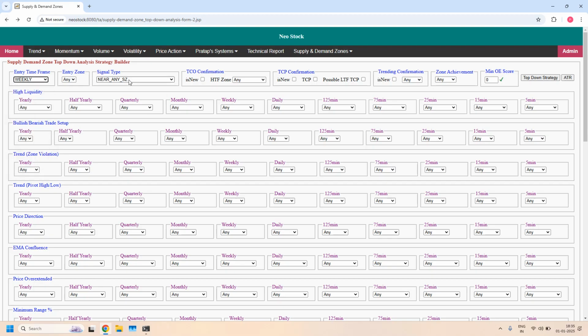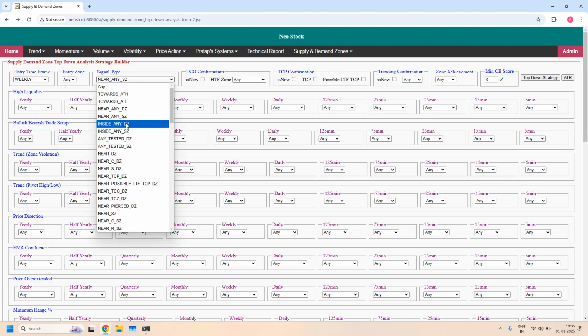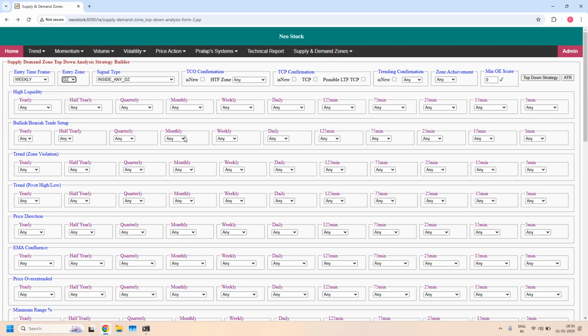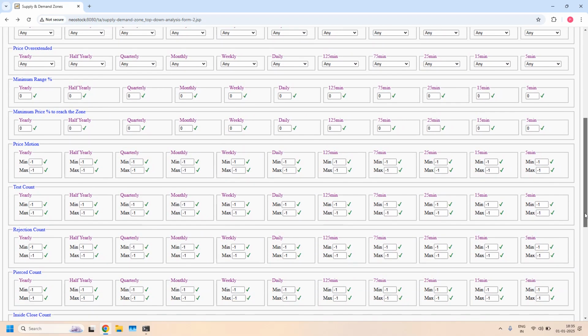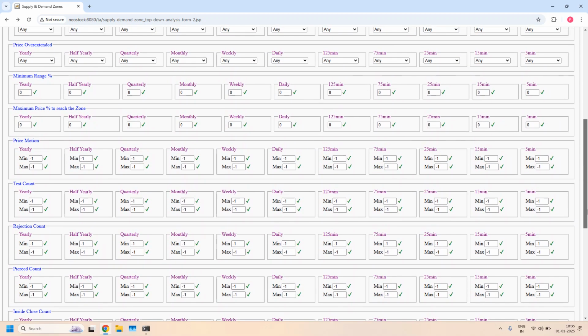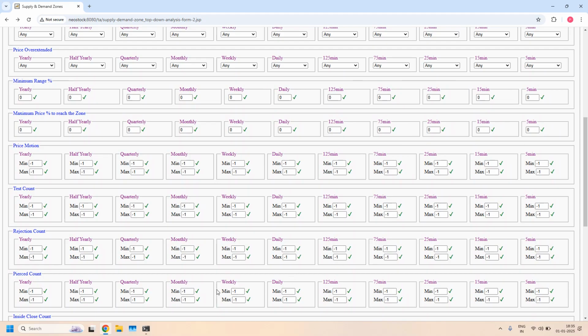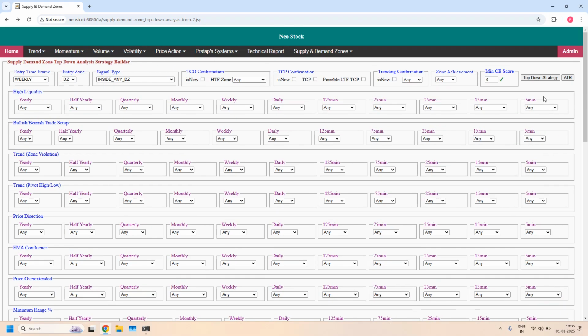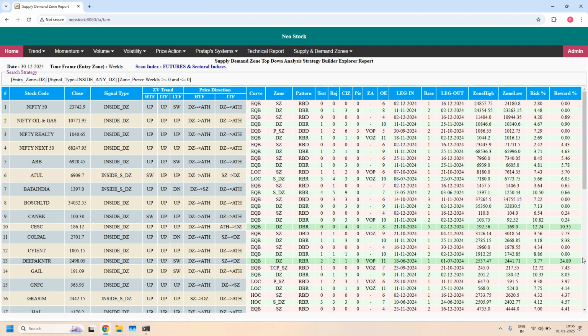Okay, next, weekly time frame. Price closed inside the weekly demand zone, and these weekly demand zones should not be pierced. So at pierced count, weekly time frame, I am setting minimum value 0, maximum value 0. Let's filter. So we got a big list. First 16 stocks where price closed inside the weekly demand zone. I am scrolling the list down.